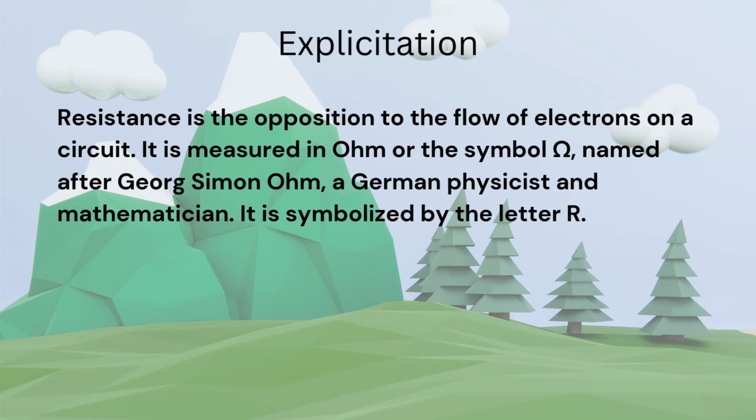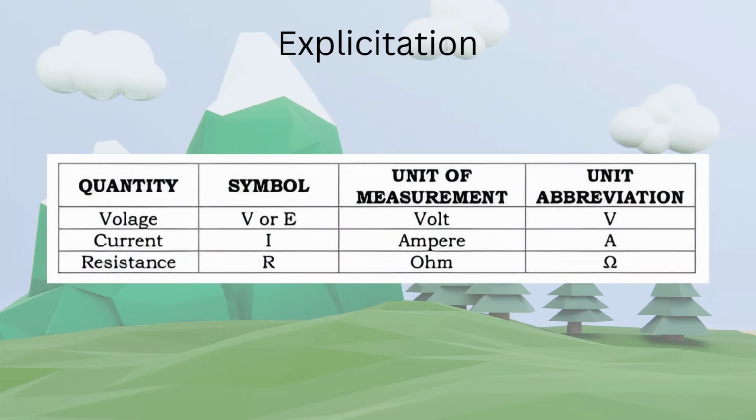Resistance is the opposition to the flow of electrons in a circuit. It is measured in ohms, or the symbol omega, named after Georg Simon Ohm, a German physicist and mathematician. It is symbolized by the letter R. For the Ohm table: quantity, symbol, unit of measurement, unit abbreviation. Voltage, V or E, volt, V. Current, I, ampere, I.